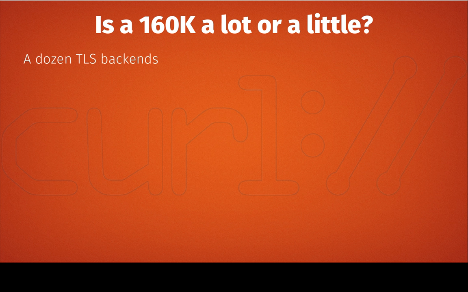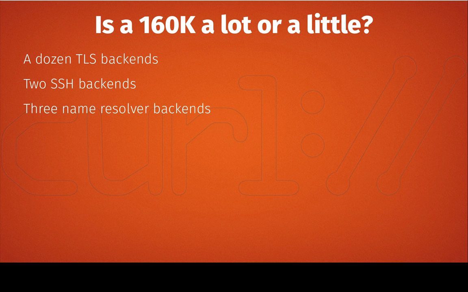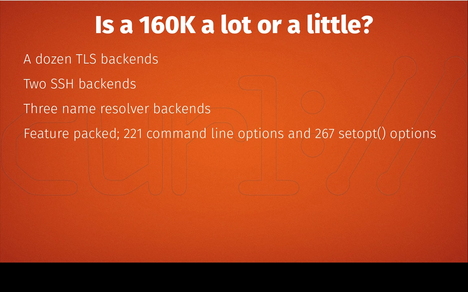Well, if they got to the moon with so little, what have we accomplished? But I would say that we have a lot of different backends that aren't used at the same time. We have a dozen TLS backends. It's not actually a dozen different source codes, but still. Nowadays we have two SSH backends and three resolver backends. So there's a lot of different things that we switch on and off. I don't know exactly how much code one single build uses, but no build actually uses 160k.